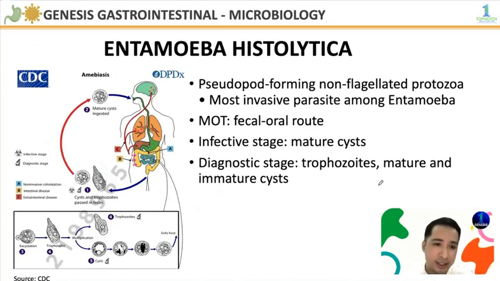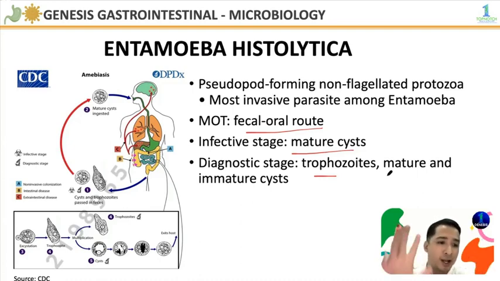Entamoeba histolytica. It is a pseudopod-forming non-flagellated protozoa and is considered as the most invasive parasite among Entamoeba. The mode of transmission, fecal oral route. Infective stage, mature cyst. Diagnostic stage, trophozoites or mature and immature cysts. Tandaan nyo, yan lang naman lagi natatandaan sa mga protozoa. Just remember this picture lifted from CDC.